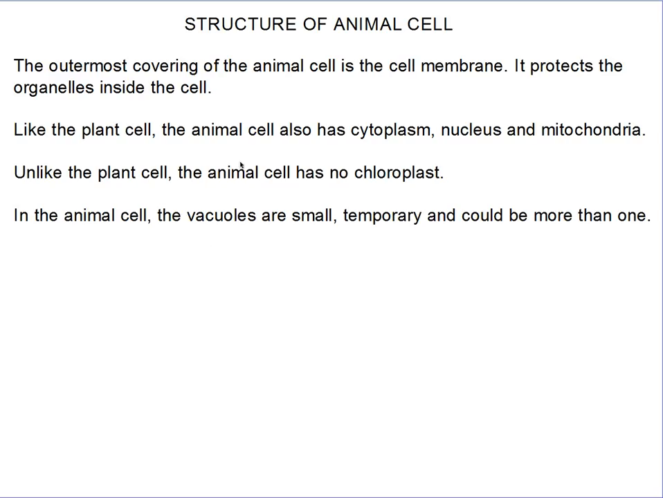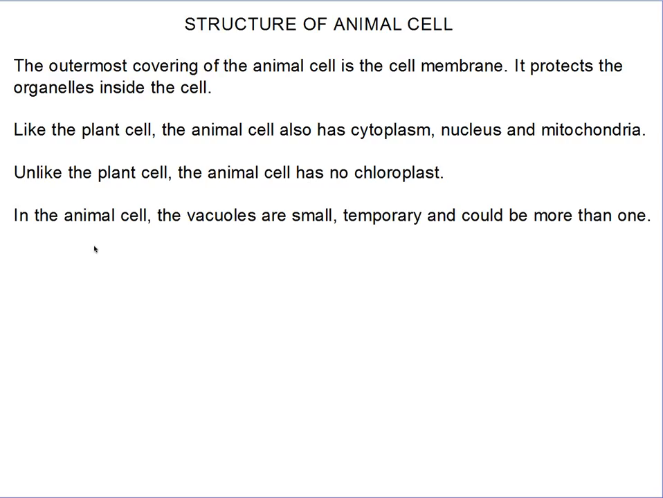Like plant cell, animal cells also have cytoplasm, nucleus, and mitochondria. So in plant cells, we have the cytoplasm, nucleus, and mitochondria. Same applies to the animal cell. But the animal cell has no chloroplast. No chloroplast in the animal cell, so the animal cell cannot make its own food.